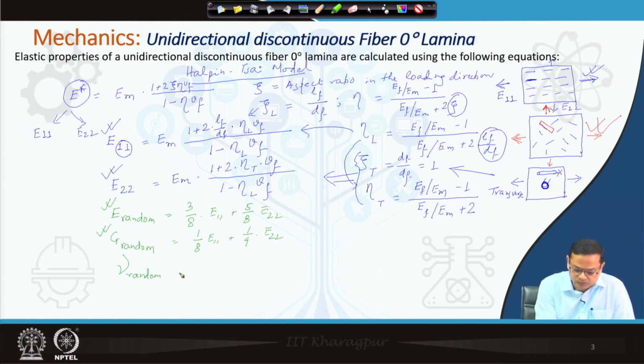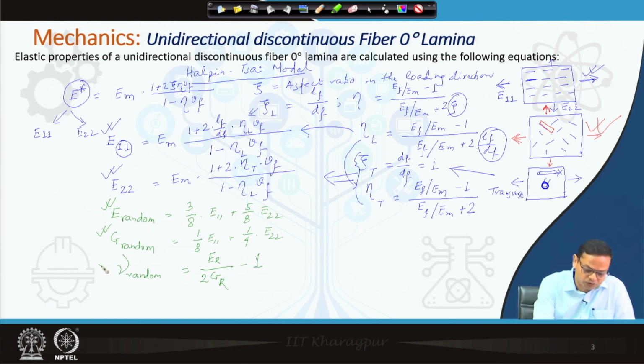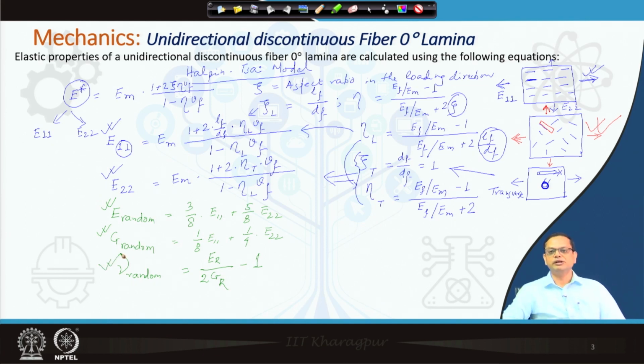So, again the Poisson's ratio will also be random. So, nu random would now equal E random over G random, and a factor of 2 will come here. So, E random over 2 G random minus 1, that is the value of nu when you are applying a loading and the distribution of fiber is random.